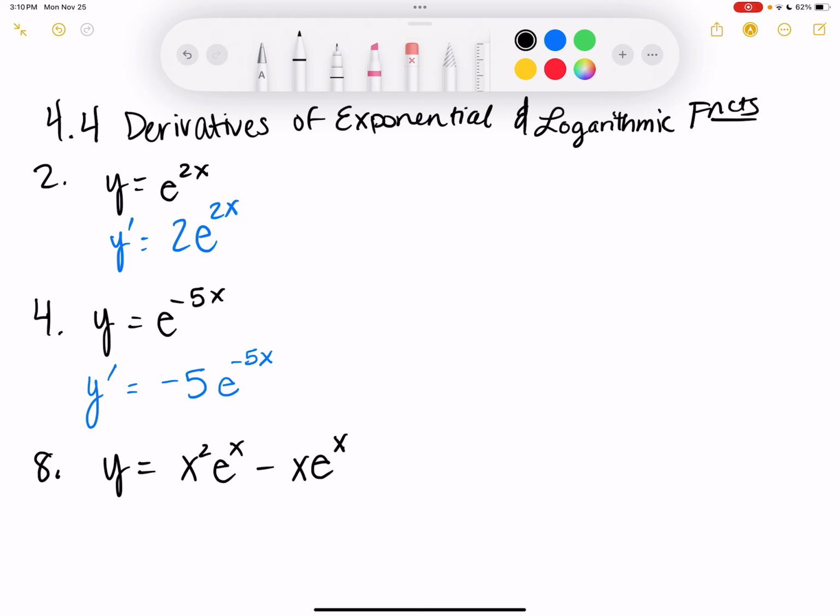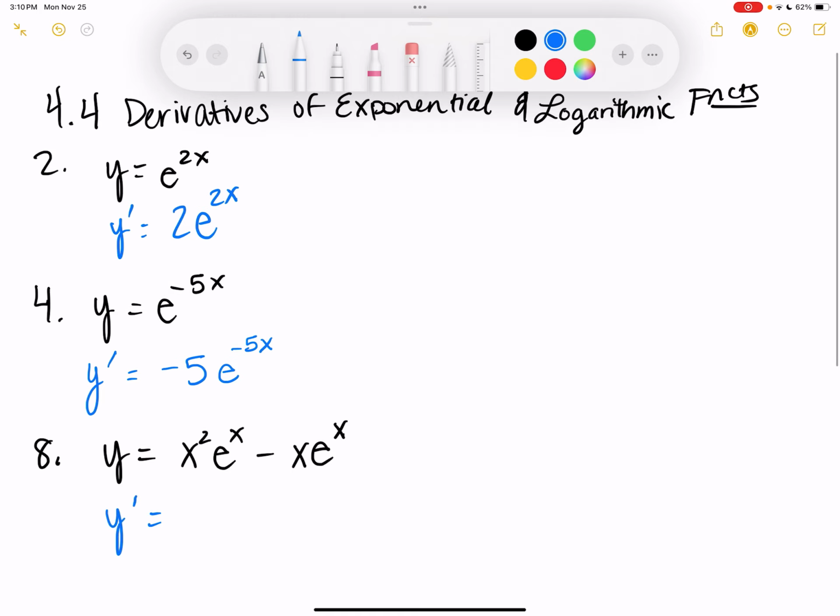All right, so we've got a double product rule going on here. So, y prime would equal derivative of the first, so 2x e to the x, plus x squared, derivative of the second, e to the x. So when it's just e to the x, the derivative is just e to the x. So that's nice and easy.